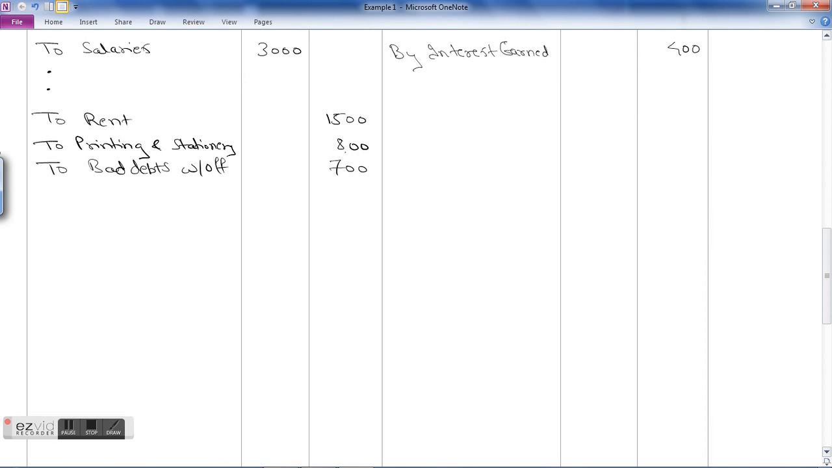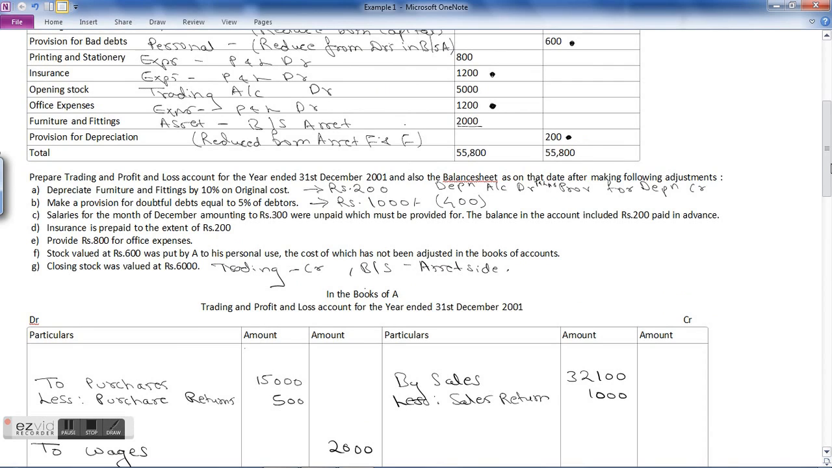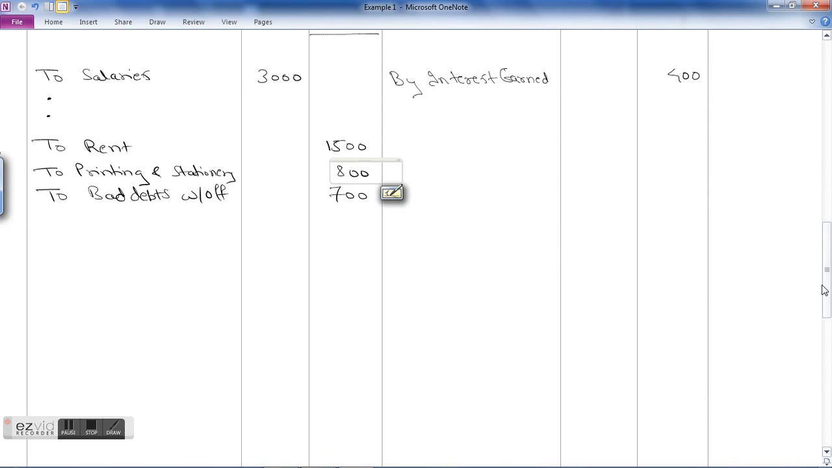Next is insurance. Okay, insurance's amount is 1200. There is some adjustment, so we'll leave one line there. To insurance, amount is 1200. Since there is adjustment, I'll put it inside.